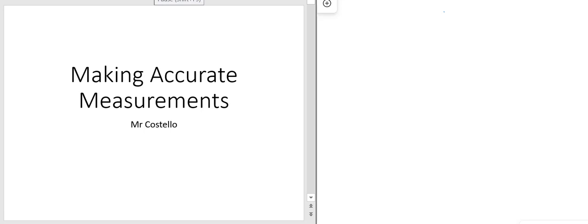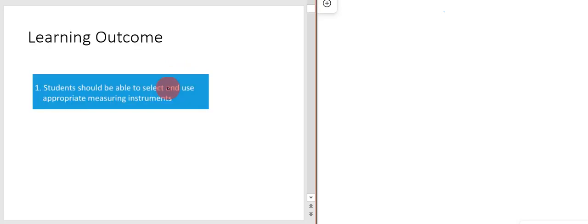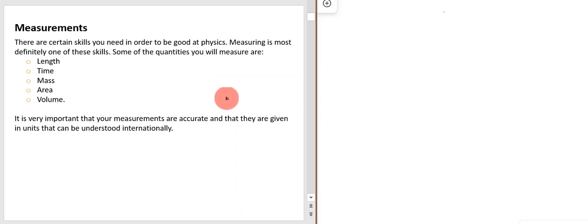So in this lesson, we're going to look at the importance of making accurate measurements. And the learning outcomes: students should be able to select and use appropriate measuring instruments. So depending on what it is that you want to measure, you need to be able to identify and select appropriate measuring instruments.